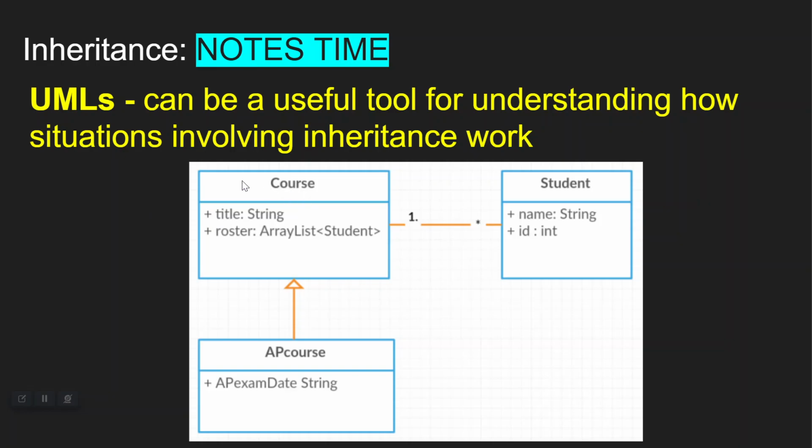So down here you have the course class, which has a title and an array list of student objects. Over here we have our student class, where every student has a name and an ID number. And again, the course class might contain an array list of students who are enrolled in that course. However, I might also create a subclass of the course class called AP course. And that would include maybe the exam date, stored as a string.